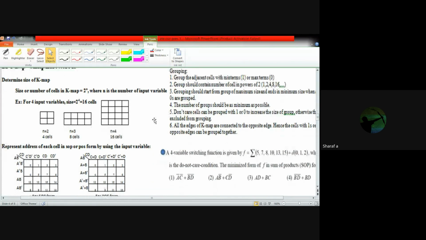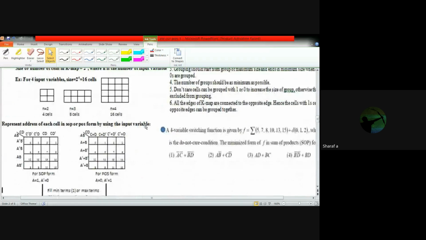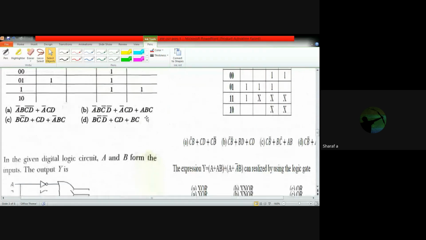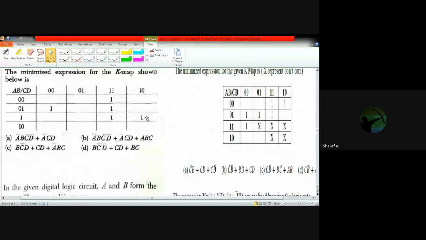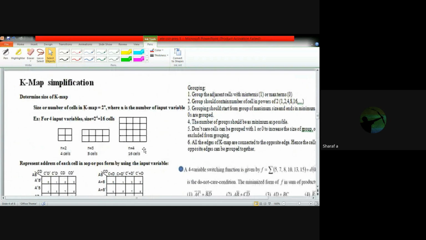Now we will move to the next section, which is the K-map, and after that we'll do some more problems with this. Okay. I hope we have time for that. So we'll be discussing K-map now.